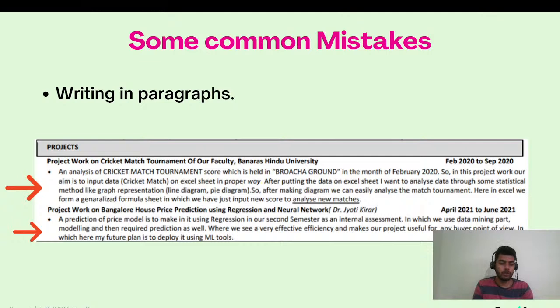It is not going to matter whether you write in a paragraph or not. If you have written things in a paragraph, no one is going to see your resume, because no one has the time to read such a long paragraph. So just don't write it. Just don't write anything in a paragraph. This is the most terrible mistake you can make.